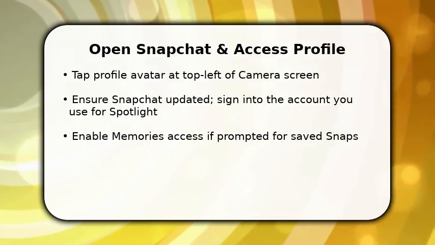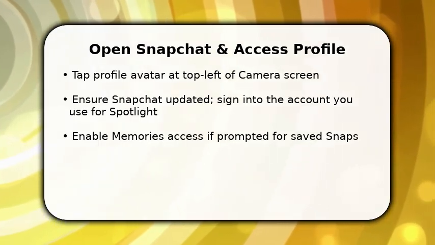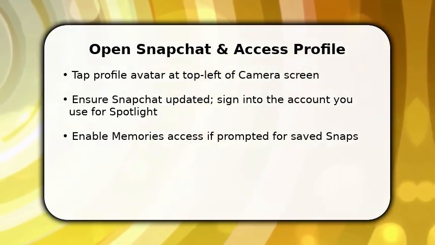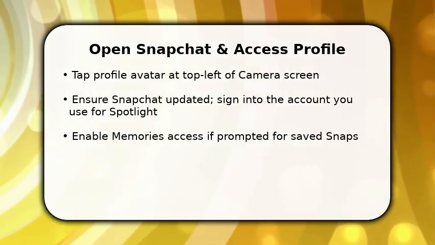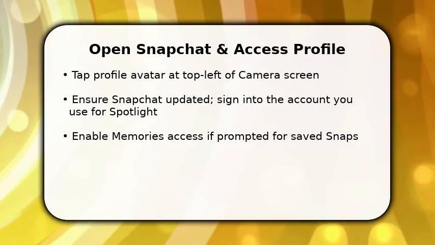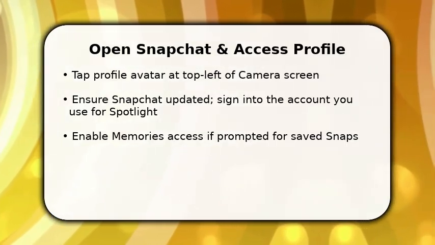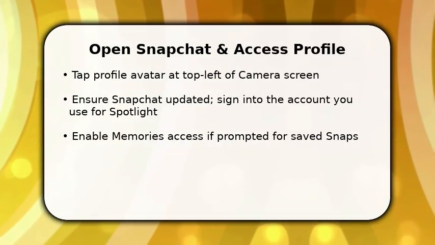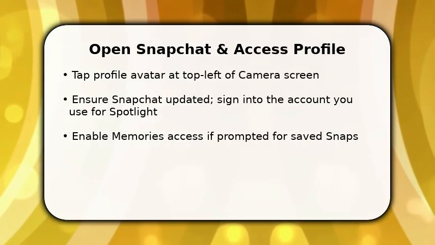You start by opening Snapchat and tapping your profile avatar at the top left of the camera screen. Once done, make sure your app is updated and you're signed into the account that posts Spotlight content. You'll want Memories access enabled so saved Spotlight clips appear. Grant permissions when prompted. Next, scroll to the Spotlight section in your profile to begin locating favorites.